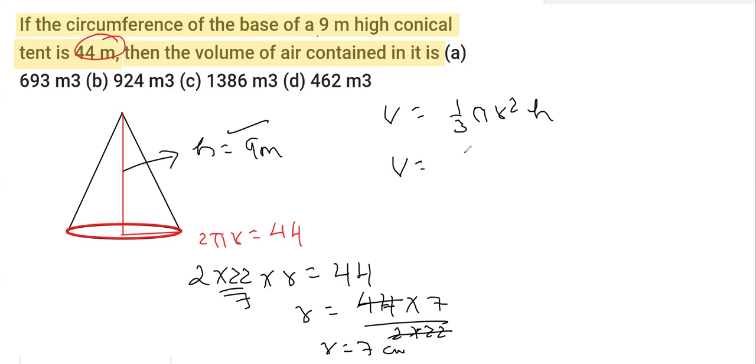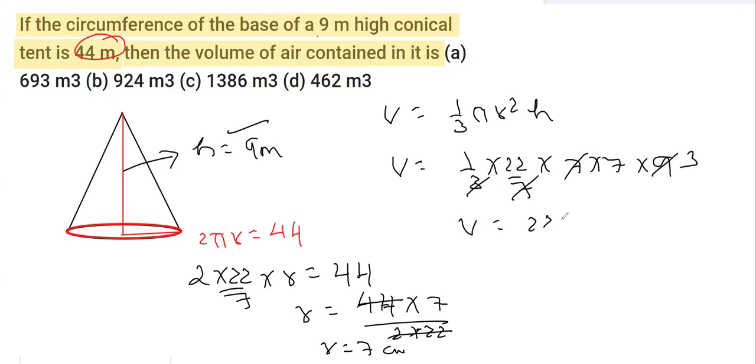Now in the next part, we are simply going to plug in the values of pi, which is 22 over 7 here, and the r, which we just calculated as 7. So it's 7 into 7, as it is r square, multiplied by h, and the value of h is mentioned in the question as 9. So on reducing, this gets cancelled with this 3 times. So finally, we get this as 22 into 21.